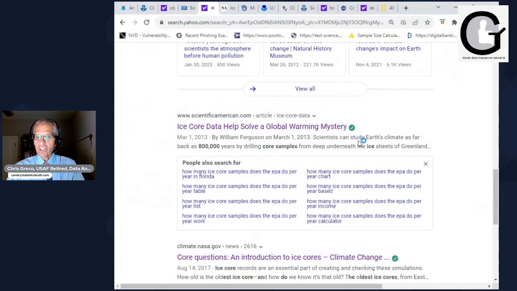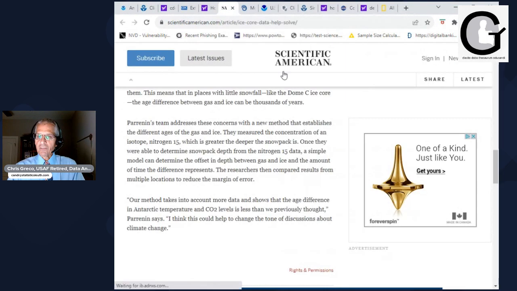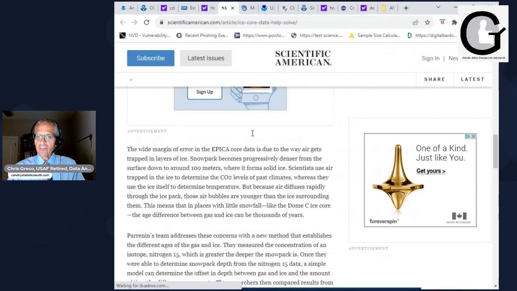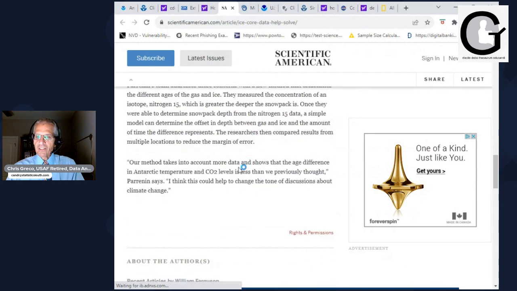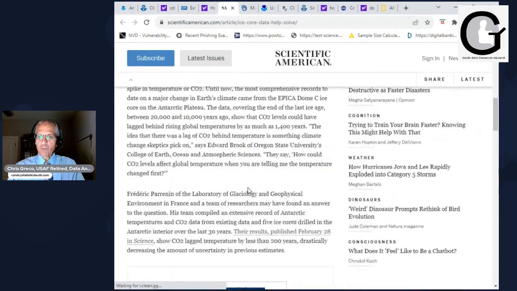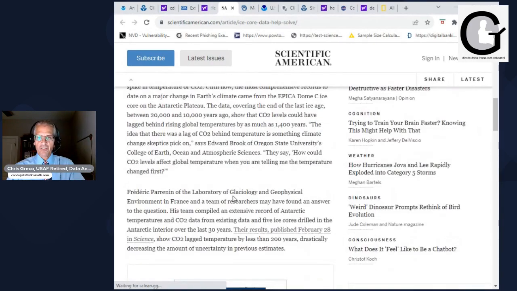So ice core studies. I went into different ice core studies, and I thought, okay, what's going on here? So I went to Scientific American, and it says here: "Our method takes into account more data and shows that the age difference in Antarctic temperatures and CO2 is less than we previously thought. I think this can help change the tone of discussions about climate change." Well, basically what's happening is they're even second guessing themselves at this point.